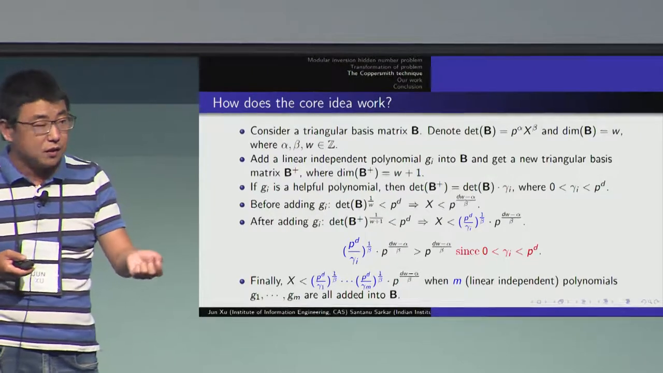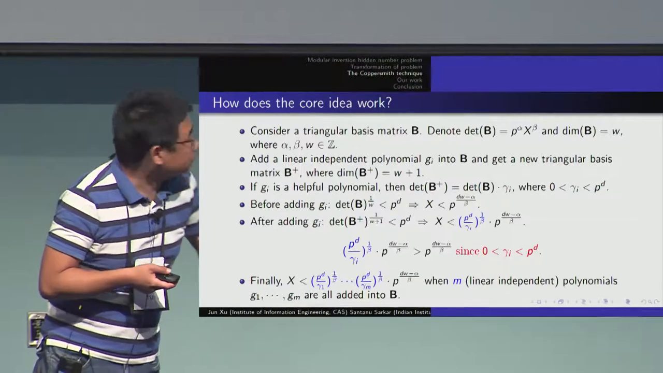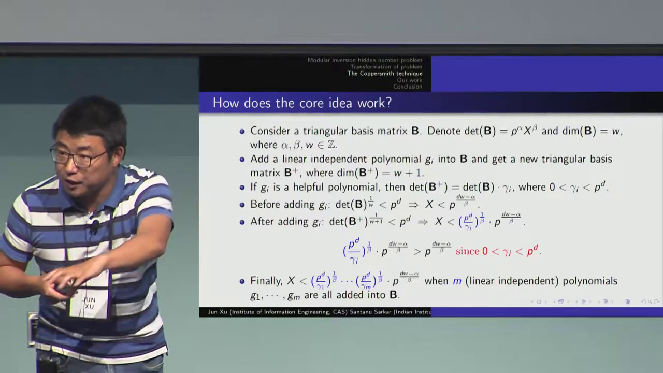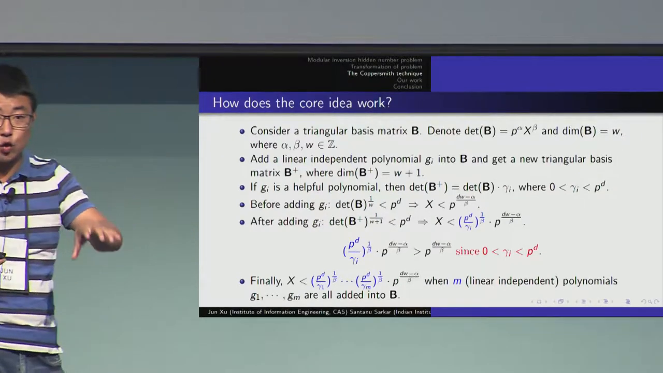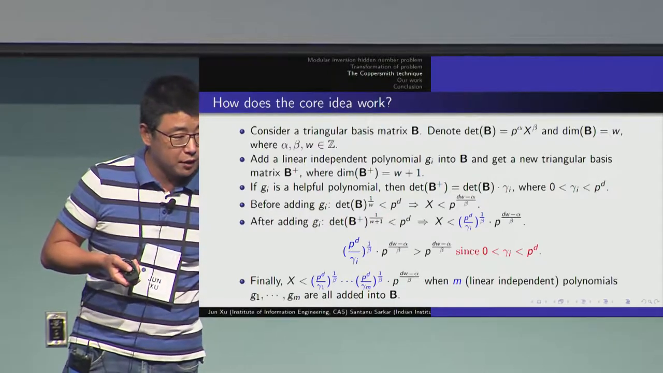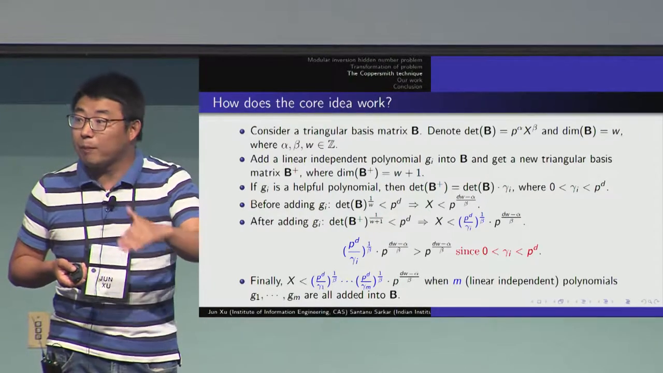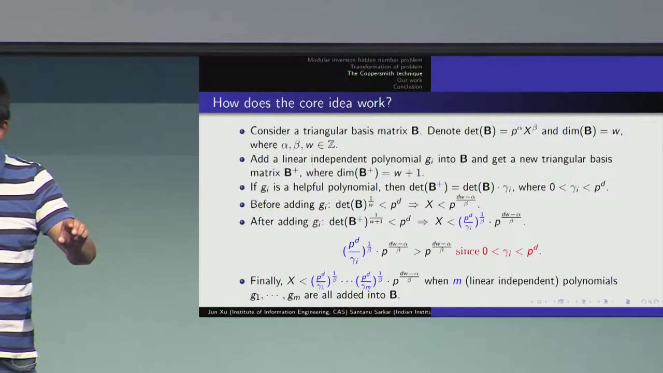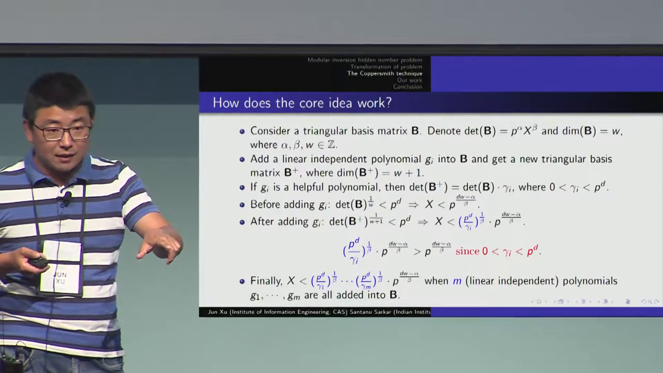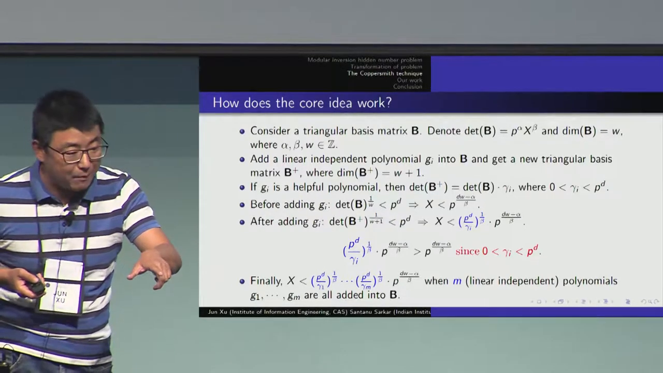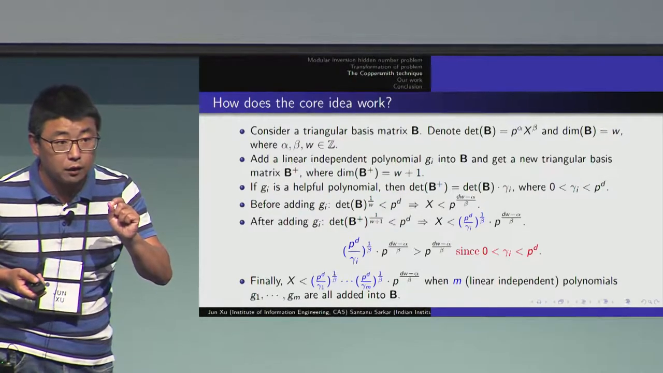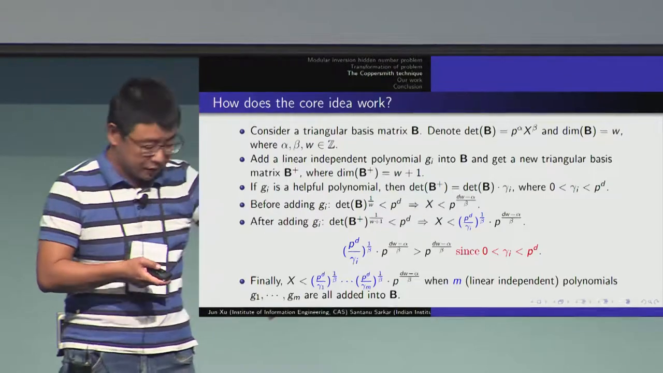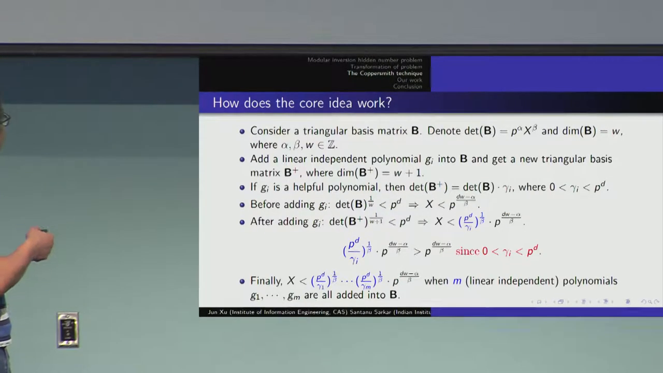With more Helfrich polynomials, the bound X becomes larger and larger. Why does it work? I need to explain on the last page. Consider a triangular basis matrix B of dimension W. Its determinant is P to the alpha times X to the beta. If we add a new linearly independent polynomial gi into B, we get a new triangular basis matrix B plus, whose dimension is W plus one. If gi is a Helfrich polynomial, the determinant of B plus equals the determinant of B times gamma i, where gamma i is smaller than P to the d. Before adding gi, using this condition, we get X is smaller than this one. After adding gi, we can get a new bound.